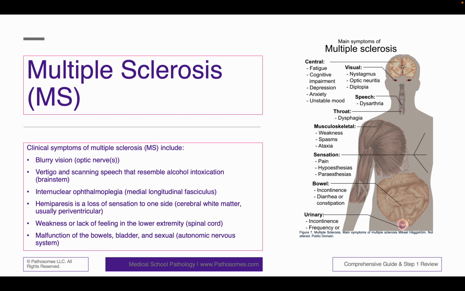Some clinical symptoms of multiple sclerosis include blurry vision, vertigo, internuclear ophthalmoplegia, hemiparesis, weakness, and even malfunction of the bowels, bladder, and sexual systems.